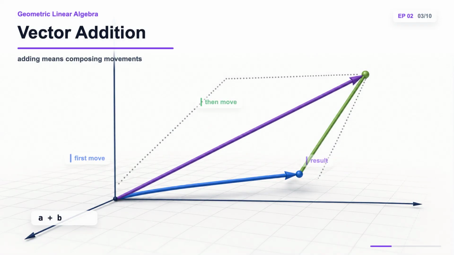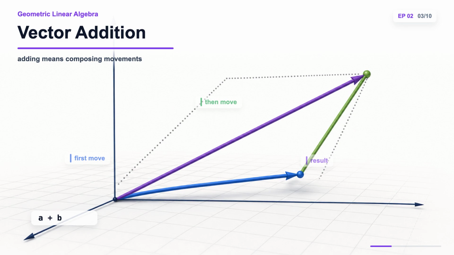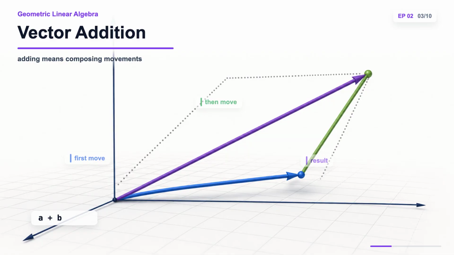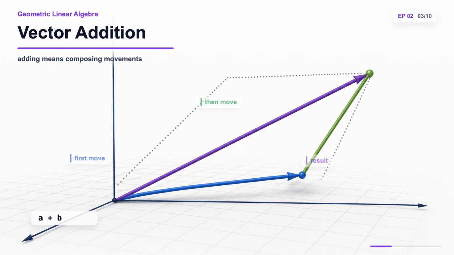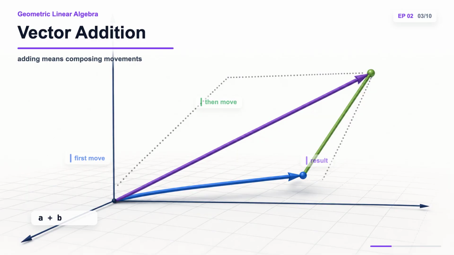Vector addition is movement composition. To add 2 vectors, first move along the first arrow, then place the second arrow at the tip and move along it. The resulting arrow goes from the original start point to the final end point. The parallelogram picture says the same thing in a more symmetric way. This is why coordinate addition works. The x readings add because horizontal movement accumulates. The y readings add because vertical movement accumulates. The calculation is bookkeeping for a visible geometric action.